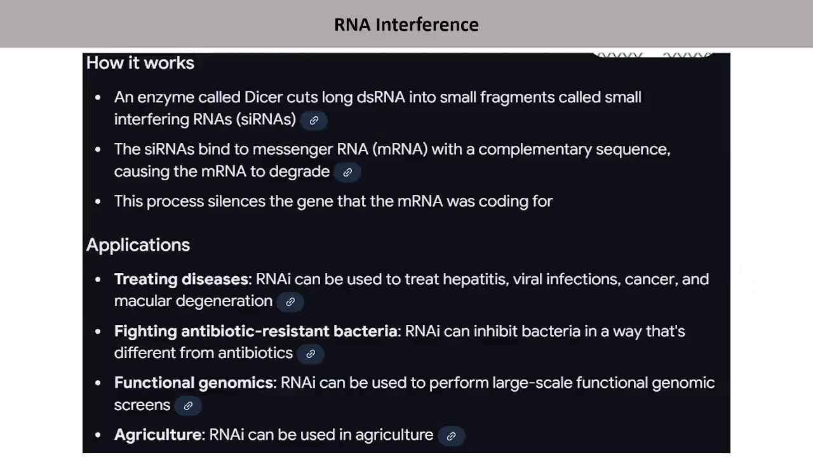So the cell of the organism will try to remove that double-stranded RNA because it is not something that should be present. In this process of removing the double-stranded RNA, the cell activates an enzyme called dicer. Now that dicer will cut that double-stranded RNA into small fragments, and those small fragments are called siRNAs, or small interfering RNAs.